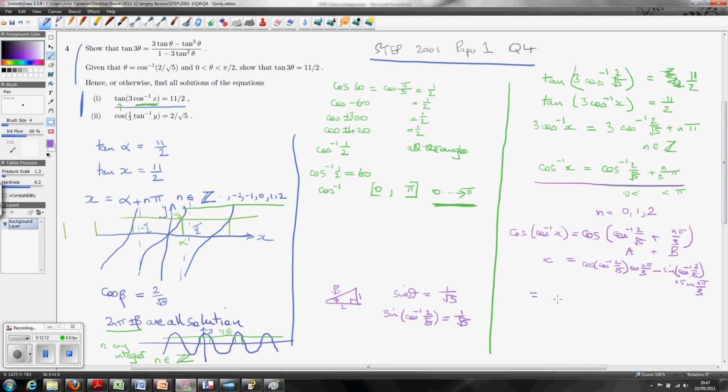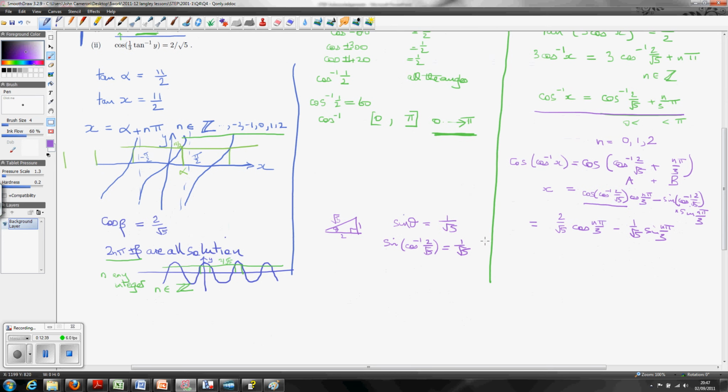So this equation here at least becomes a little bit simpler. The cosine of cosine to the minus 1 just becomes 2 over root 5. And then we've got cos n pi over 3 minus 1 over root 5 times sine of n pi over 3. So I need to hurry here. There are three solutions to this. As a solution, let me just get a little more space here for this. n equals 0, n equals 1, and n equals 2.